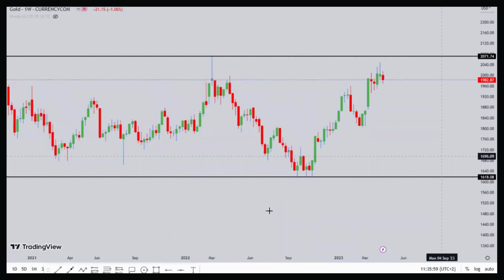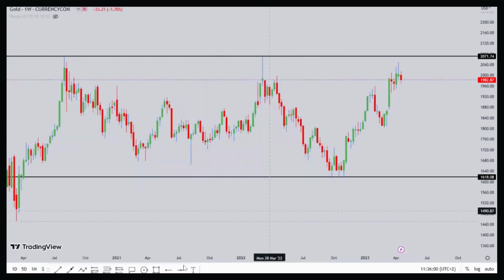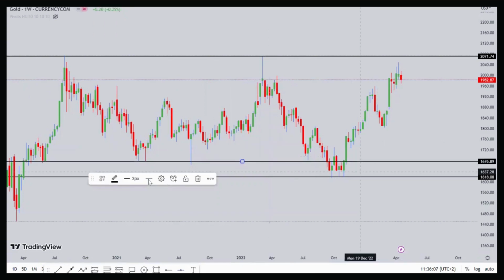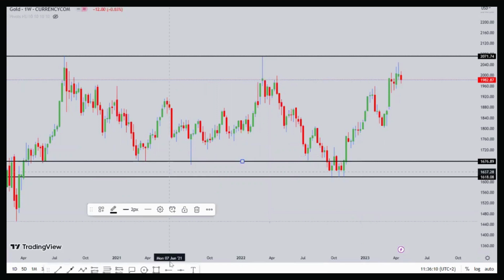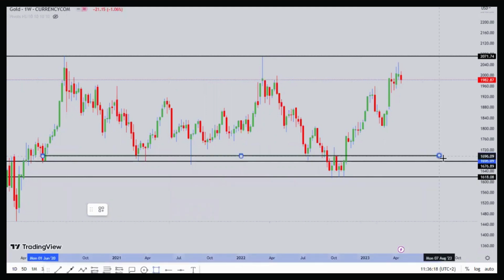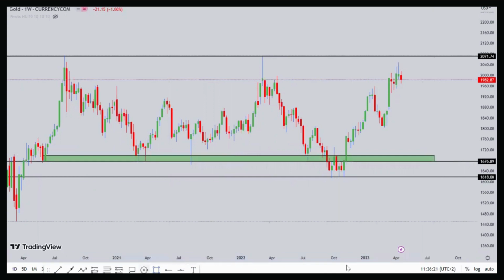On my weekly time frame, what I was talking about is now coming into play, and I can see that support. I'm going to draw a line there, which guides me on that support, and then draw a zone there. That zone acted as support, support, support, until the market broke, and then it acted as resistance. Now the market has broken above it, so it's acting as support going to the upside.